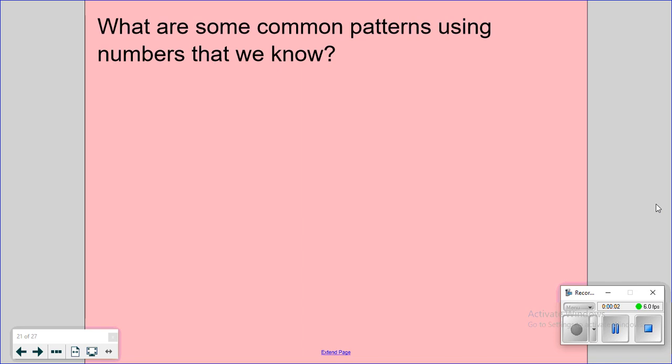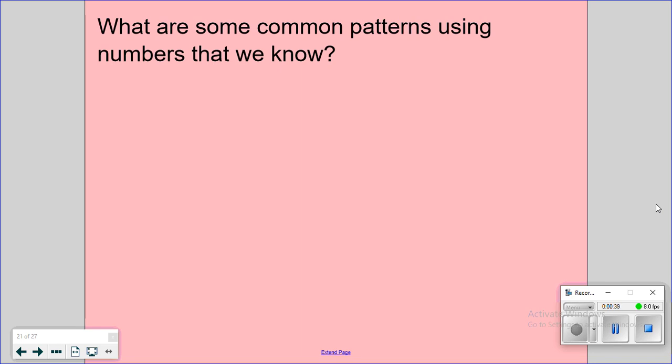On Friday, we were talking about patterns of numbers. Could someone remind me what were some patterns that we were looking at with our numbers on Friday? If you don't remember, we wrote it down in our math notebook. That's the whole reason why we write things down, so you can go back and look at them. So what were some patterns of numbers we were working with?